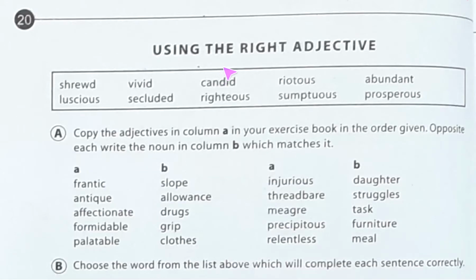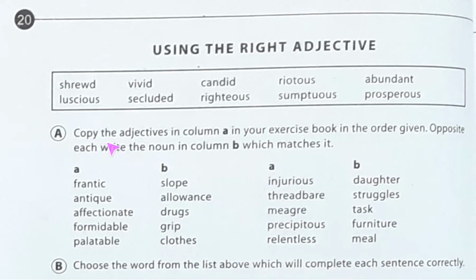Hello, today I am going to discuss Junior English Book 4, page number 20, and today's topic is using the right adjective. We have done adjectives several times in different ways. Today we will do another way. See here, first exercise, A number exercise.